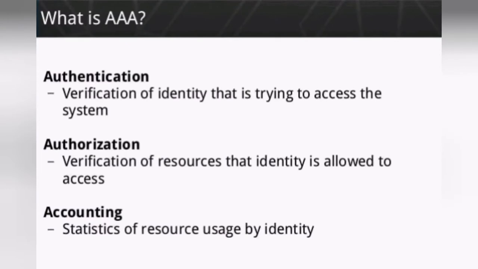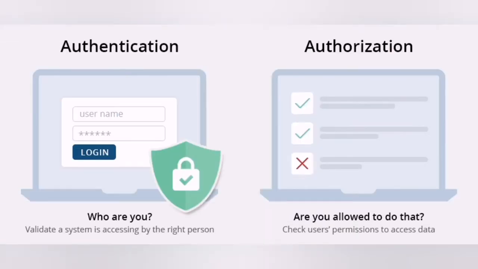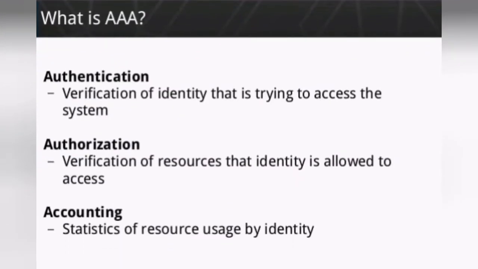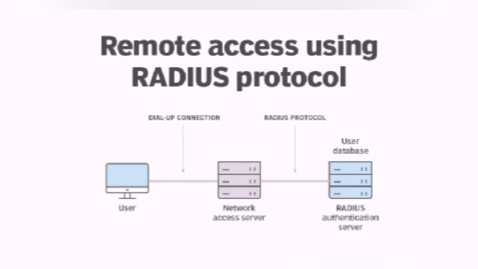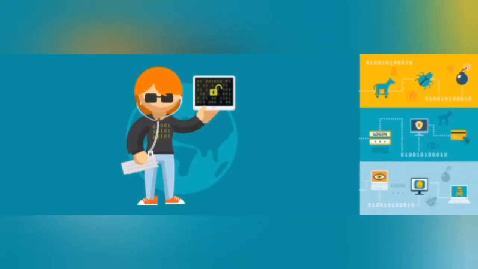Authentication is the process of determining whether the client, which could be a user, device or even a process, is an authentic or a real user of the system. Authorization is the process of determining what the client is allowed to do on the network. And accounting is the process of monitoring the client's activity on the network and providing the necessary information to calculate the cost of services.